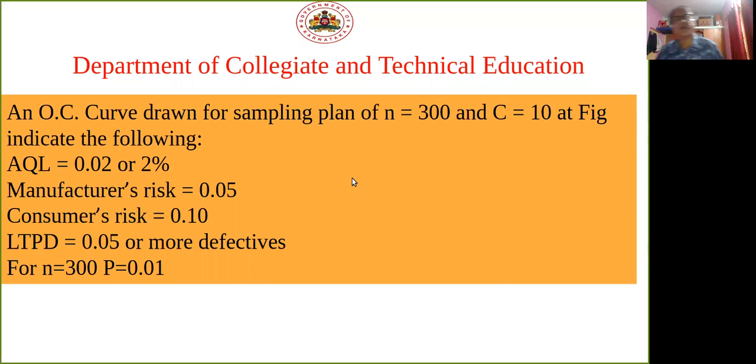Next we'll take another problem. An OC curve drawn for a sample of n equals 300, c equals 10, the figure indicating the following. Here he has given the AQL, which is 2% for the producer. Manufacturer's risk is 0.05, consumer's risk is 0.1, and LTPD is 0.05. For n equals 300 and p equals 0.1, we can calculate all those things and draw the curve here.